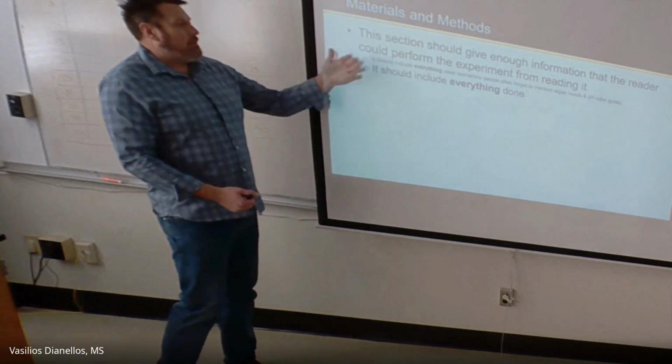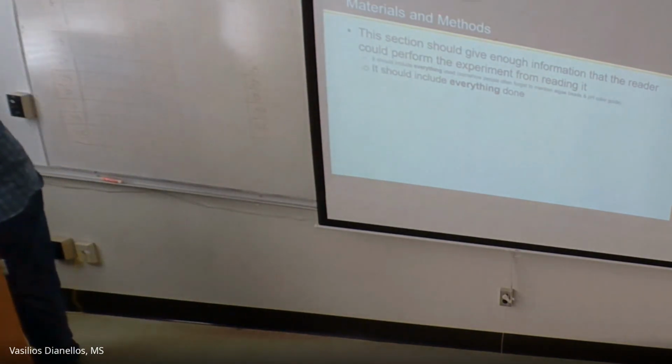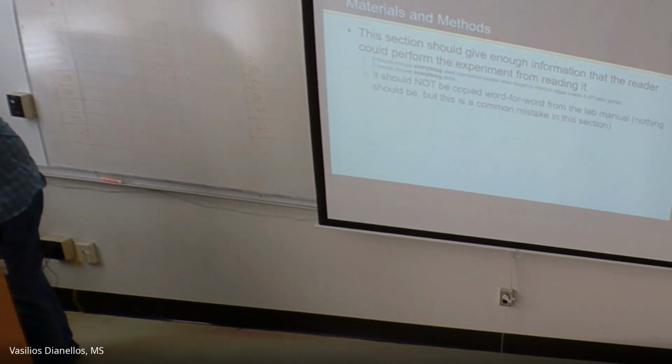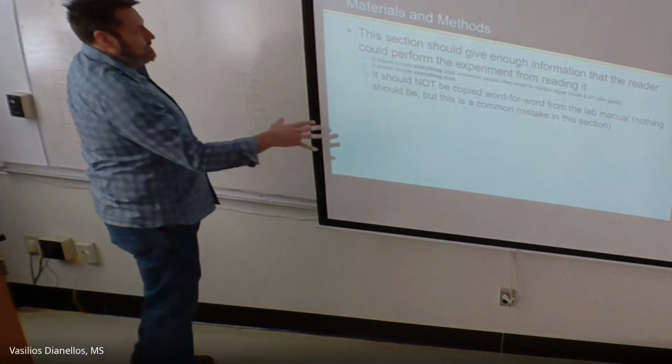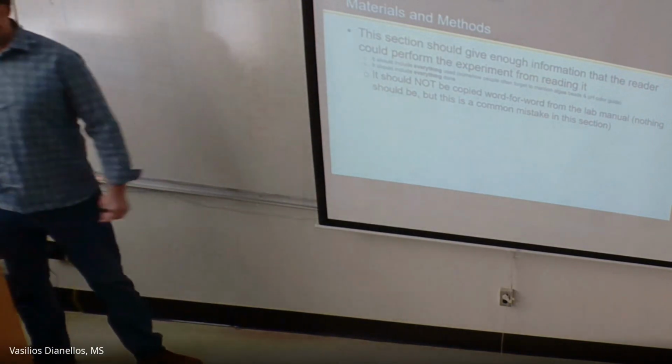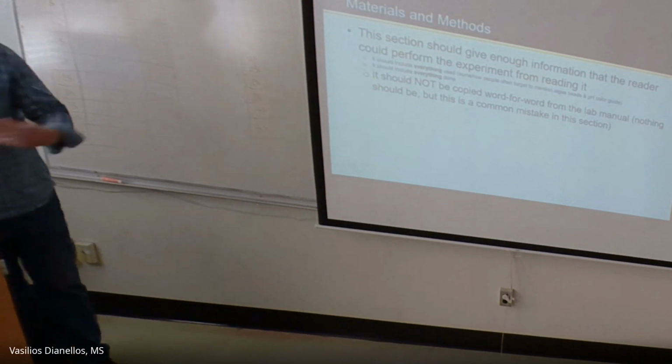It should include not only everything used, but everything you've done, right? So make sure you mention everything. Like I said, someone should be able to read it and reproduce your experiment. Do not copy it word for word from the lab manual, right? For example, this is first person past tense, but your lab manual, it's not. It says first do this, first do that. So don't copy it from your lab manual. Remember, it's first person past tense.